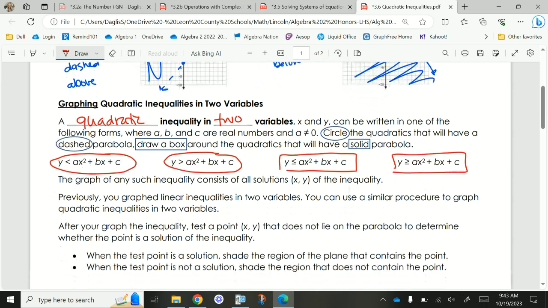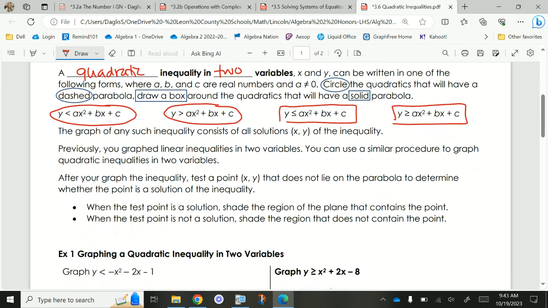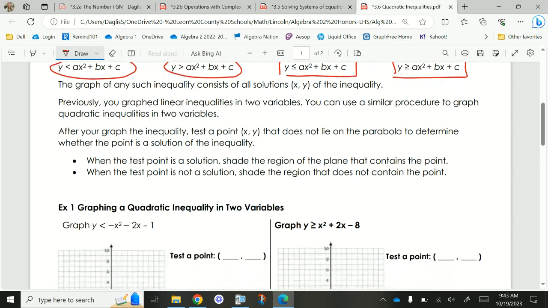Okay? So previously we graphed two lines. We can do the same thing. What we're going to do is after we graph, I am going to show you how to test a point, okay? And if that point makes the statement true, then that point needs to be in the shaded region, okay? If the point that we test makes our statement not true, then that's not going to be in the shaded region. I need to shade somewhere else on the other side, okay?